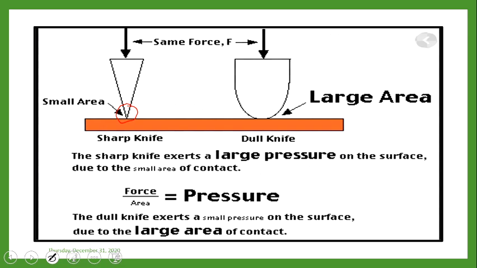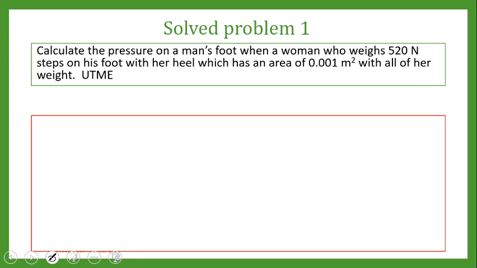Now, let's look at how we can make use of the formula for pressure to solve some questions. The first question I'm having here is, calculate the pressure on a man's foot when a woman who weighs 520 Newton steps on his foot with a heel which has an area of 0.001 meter square, with all of her weight. Now, how do we solve this question?